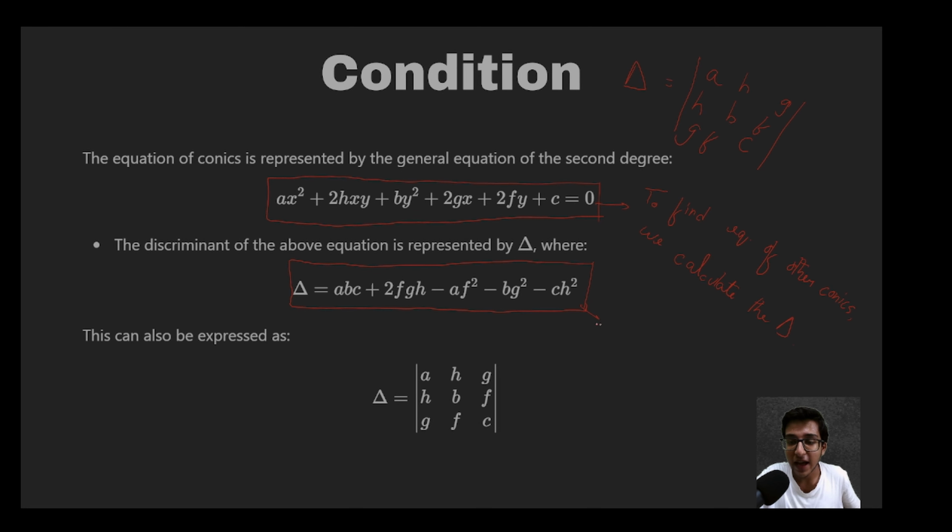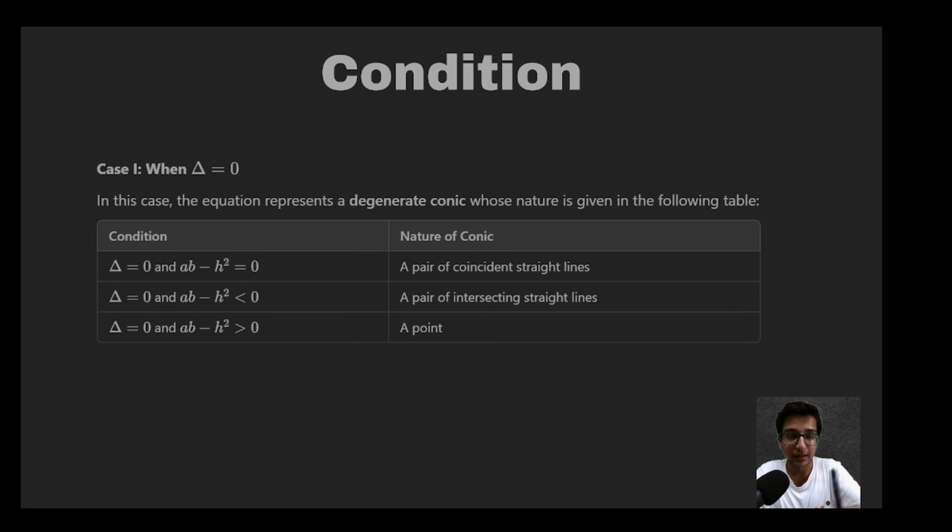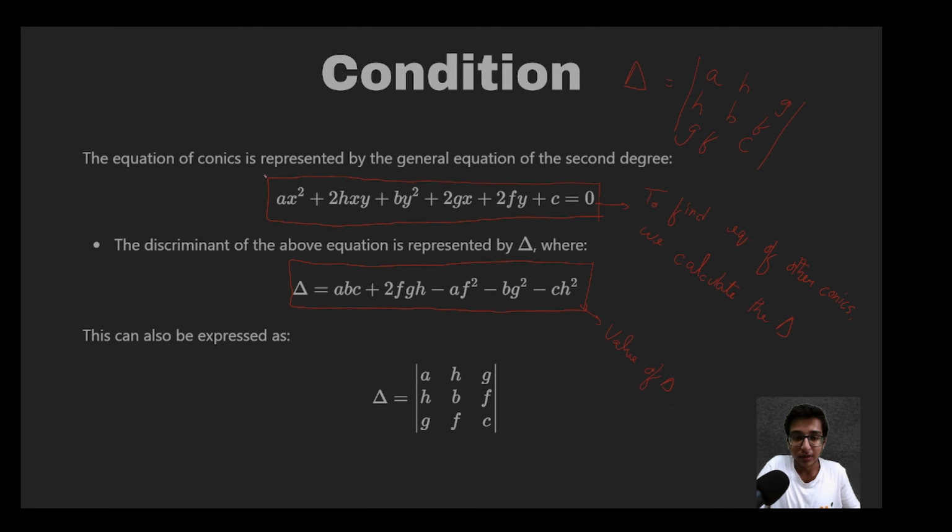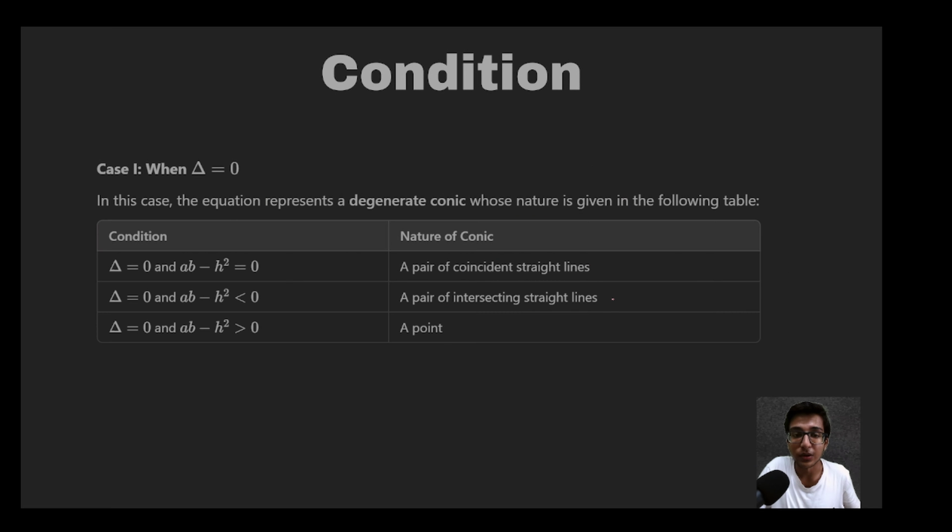Now based on the value of this determinant, we classify whether it is a parabola, ellipse or hyperbola. So we'll see that in the next slide. Now let's say delta is equal to 0. Here the equation of delta was ABC plus 2FGH minus AF square minus BG square minus CH square. Now if this equates to 0, what are the conditions through which we can tell what type of conic that is?